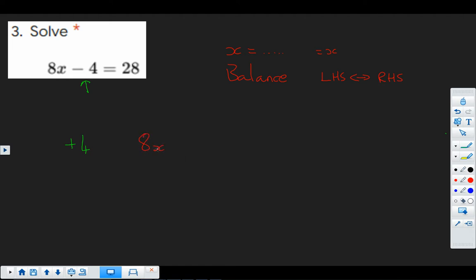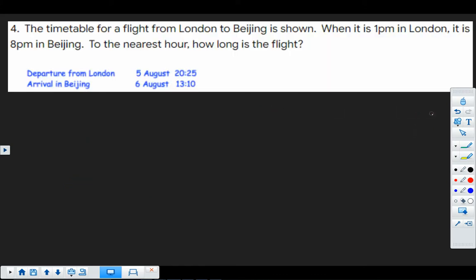So to my left-hand side, 8x, take away 4, add 4. Those 4's disappear. And on the right-hand side, 28 plus 4 is now 32. If I know what 8 of something is, I can find one of them by dividing by 8. 32 divided by 8 is 4. So there is my answer, x equals 4. And the nugget to go and practice some very similar questions is 19.07.